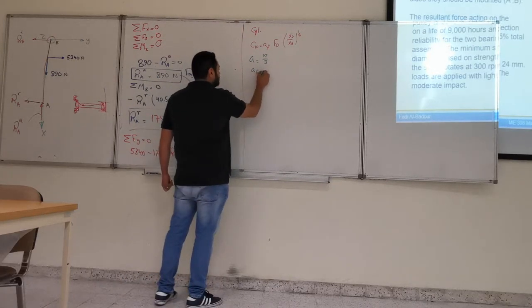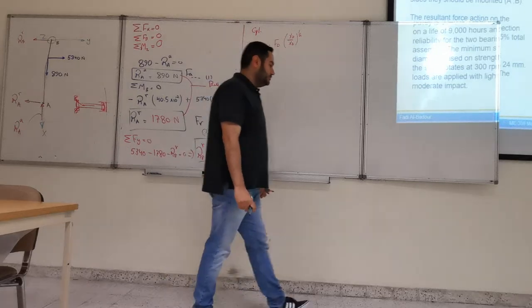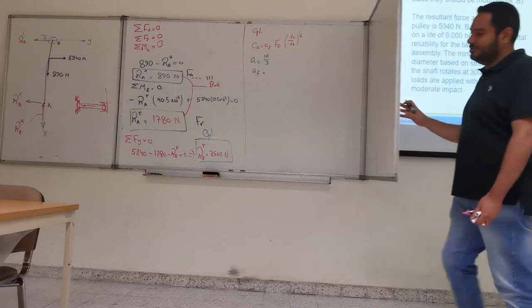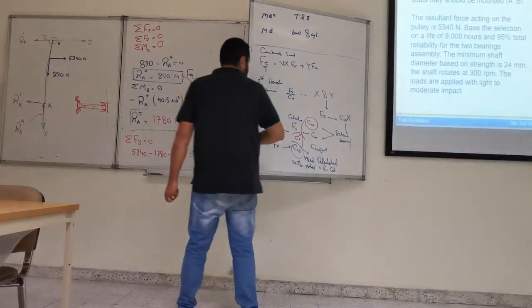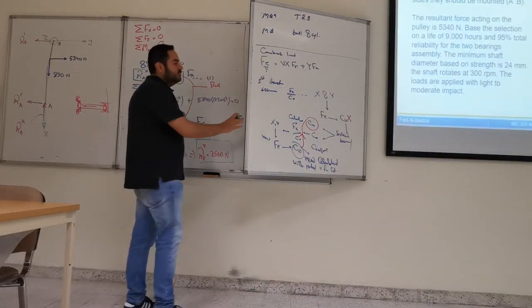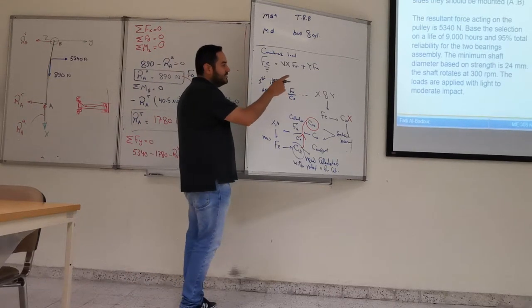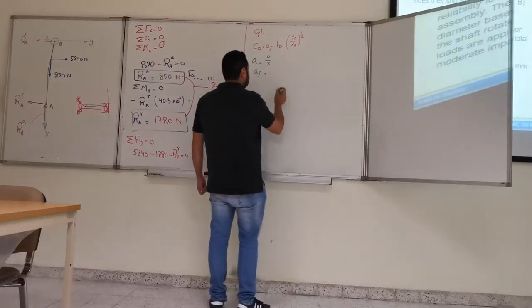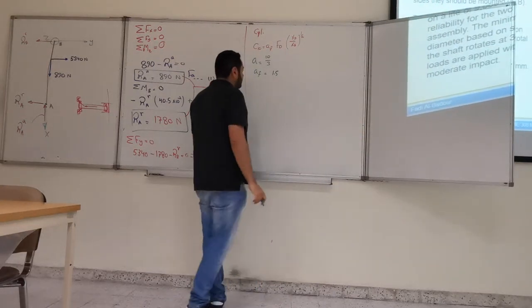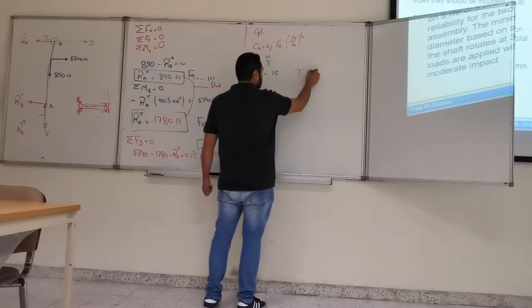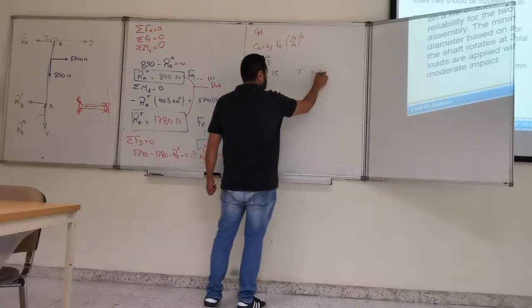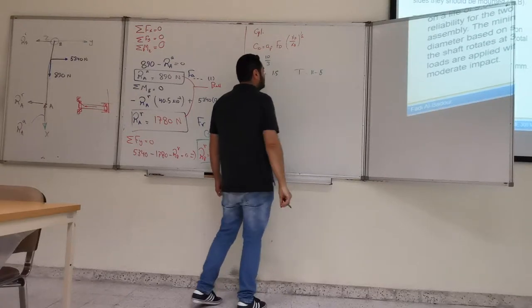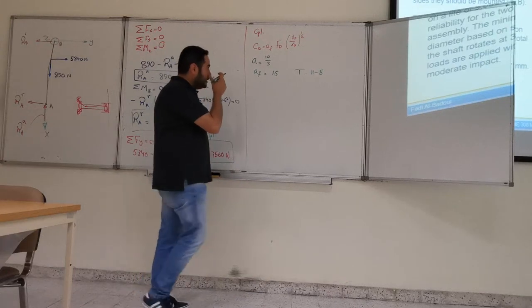From the question, AF is equal to what application factor? You have to read carefully. It's moderate, so 1.5. The last sentence says the loads are applied with light to moderate impact. So between light and moderate, the factor is going to be 1.5. This is table what? Anybody remember? 11.5.